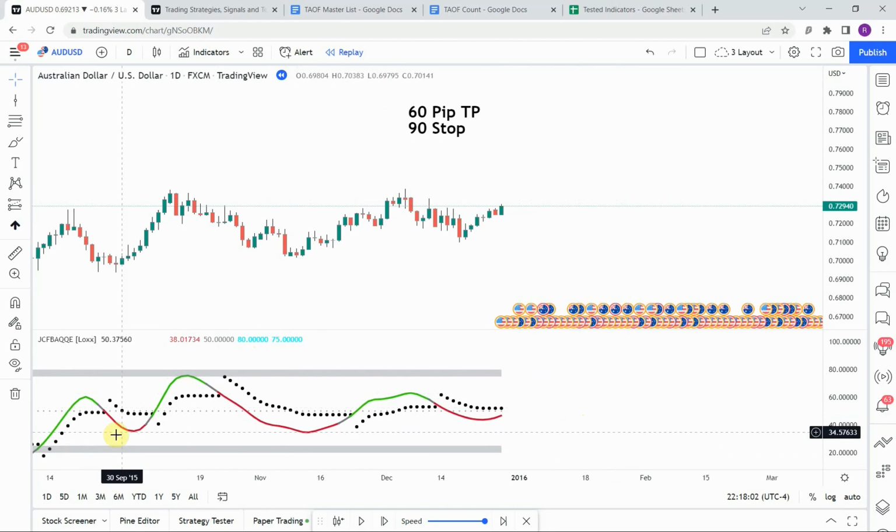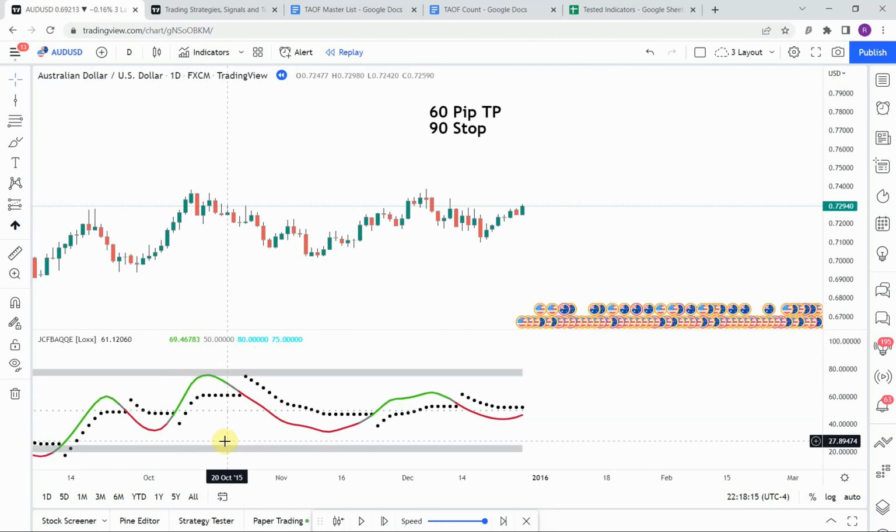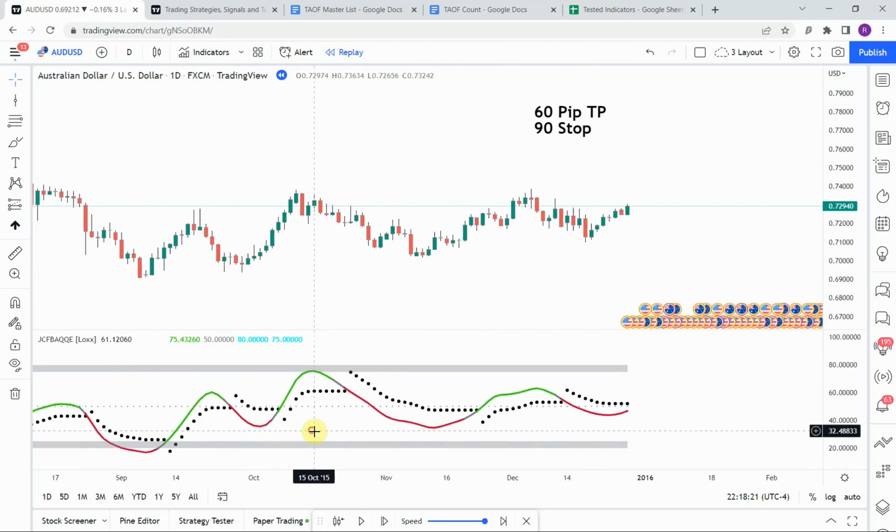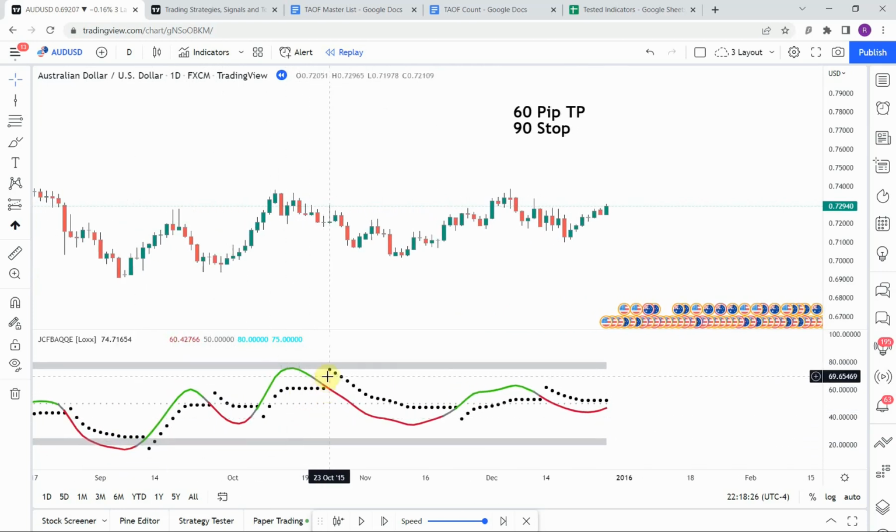So what we're looking for is when the oscillating line gets up into the overbought area, or it goes down into the oversold area, which are these gray little zones here. And when they do that, we're looking for the line on the top side to be green. On the bottom side, we're looking for it to be red. And then what we're looking for is when the dots switch position.